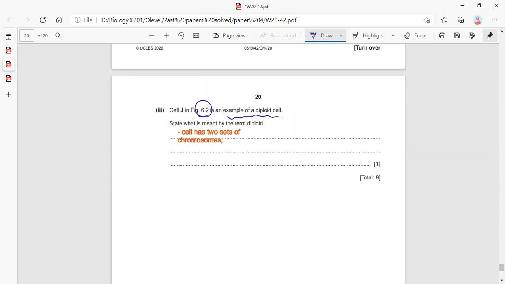مش احنا عارفين ان في sexual reproduction السل بتاخد نص الكروموزومز from the father. This is one set. نص الكروموزوم from the mother. This is the other set. يبقى في الآخر بتبقى diploid. What's the meaning of diploid? It contains two sets of chromosomes. أما الجميتس زي السبرم والأوفا والبولن جرينز دي بيبقى فيهم إيه؟ One set of chromosomes as they are haploid.